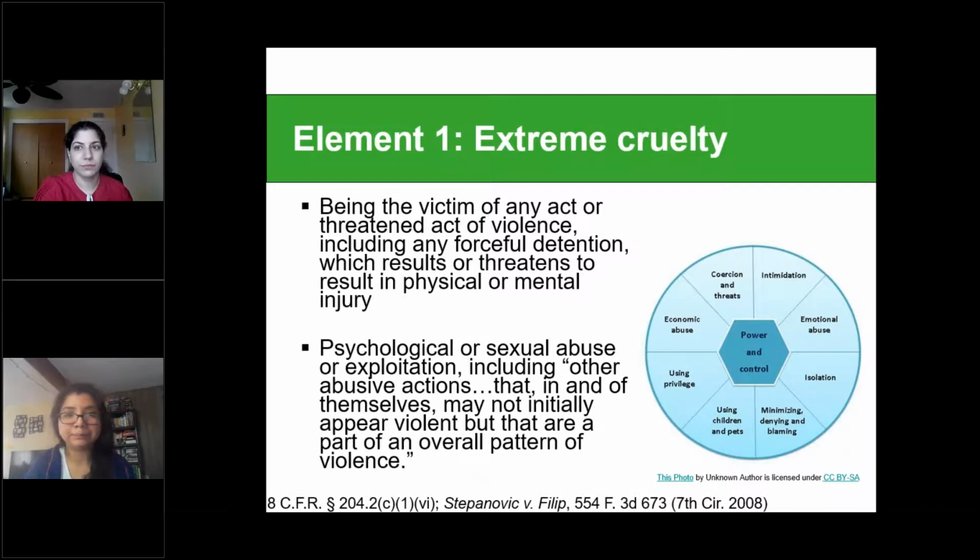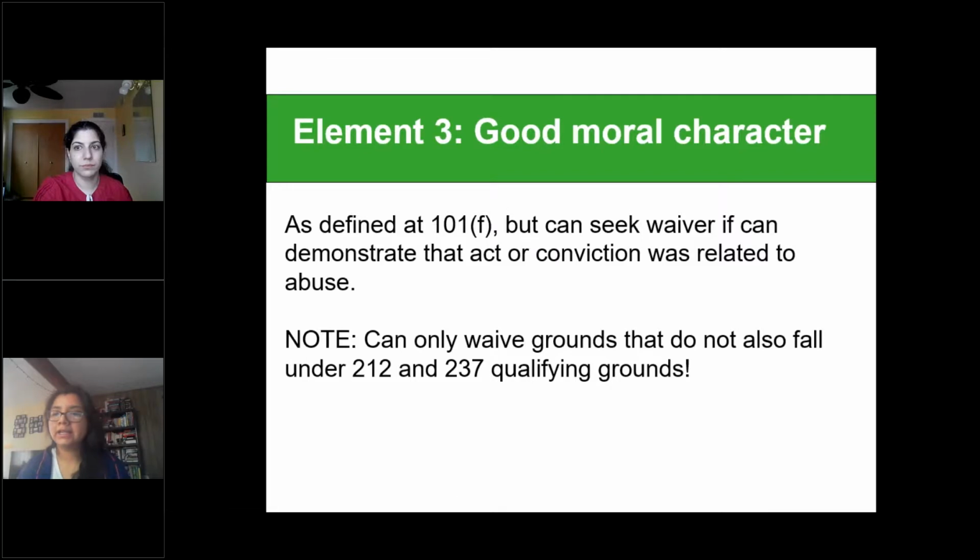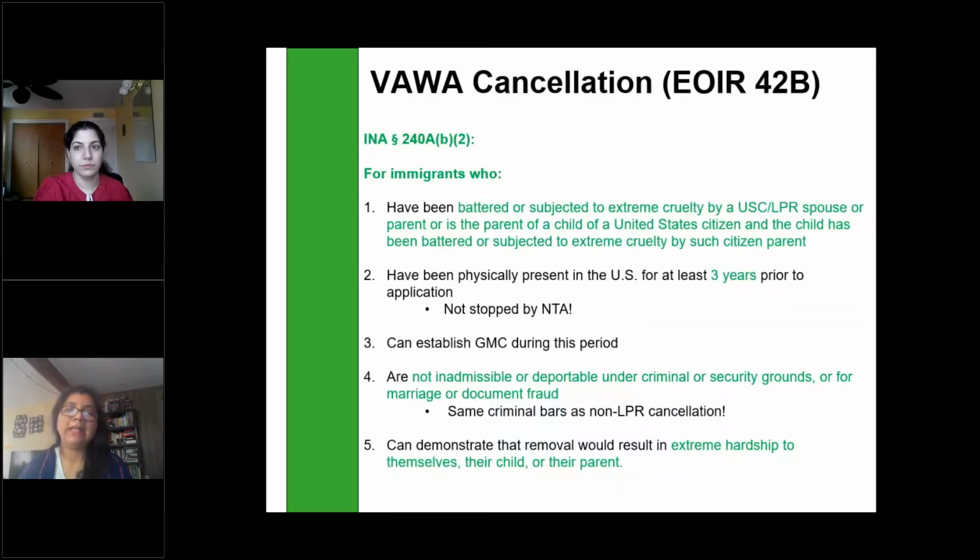Oh, and then the second element, the nice part about VAWA cancellation, is that you only have to show presence for 3 years prior to the application. So it's important to know that the 3 years are not stopped by the notice to appear. So it still keeps running until the application.